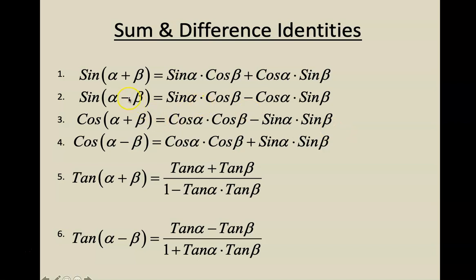But remember how we said here that the sine keeps its sign? The cosine doesn't. So if it's cosine A plus beta, then it's minus. Cosine alpha minus beta changes signs to be plus.